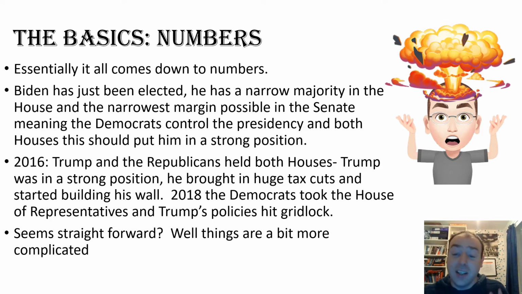Then in 2018 we go back to it's all about numbers, and the Democrats took control of the House, and Trump's policies just completely stopped. Essentially, he just hit deadlock after deadlock after deadlock, and they wouldn't sign his budget, and it all just went even more horribly wrong than it was going already. But as I said, it's not quite as straightforward as just being numbers. It is a little bit more complicated than that.